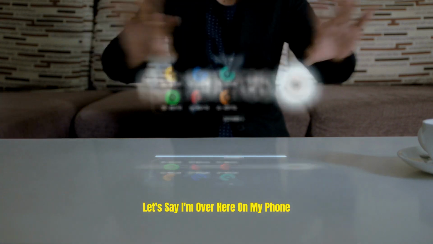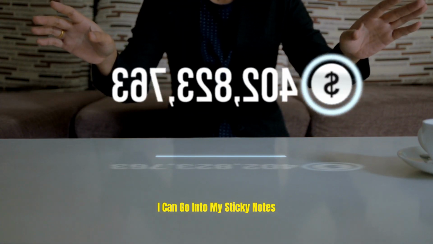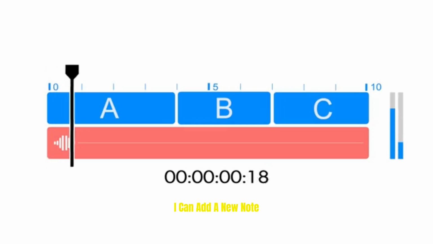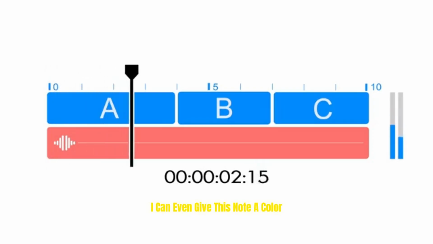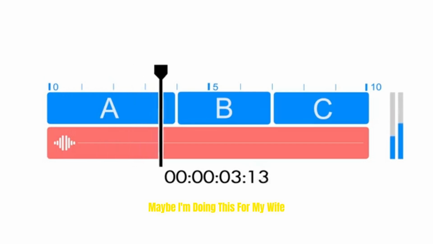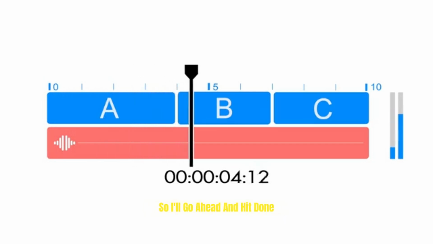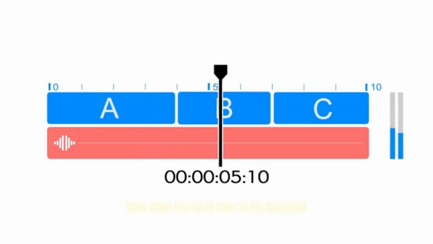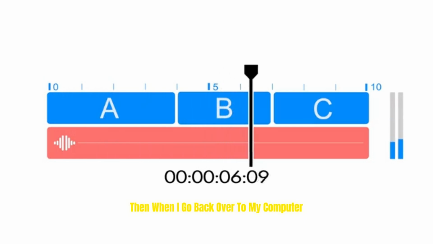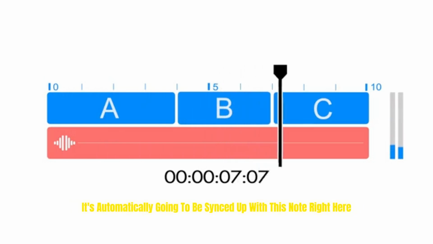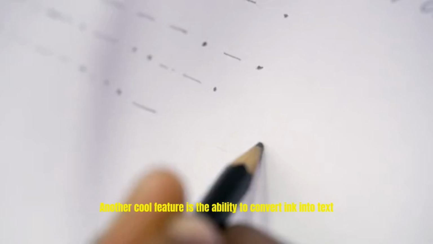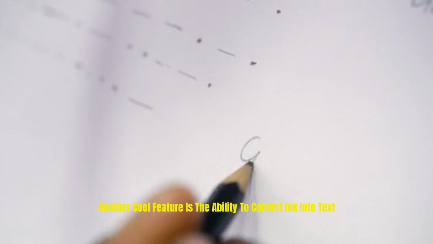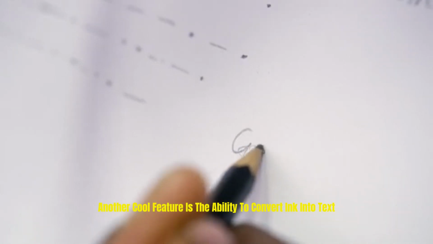Let's say I'm over here on my phone. I can go into my sticky notes. I can add a new note. I can type something in here. I could even give this note a color. Maybe I'm doing this for my wife. So I'll go ahead and hit done. Then, when I go back over to my computer, it's automatically going to be synced up with this note right here. I don't have to do anything. It just magically happens. Another cool feature is the ability to convert ink into text.